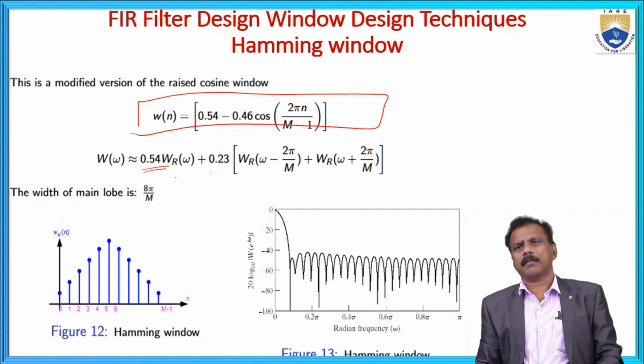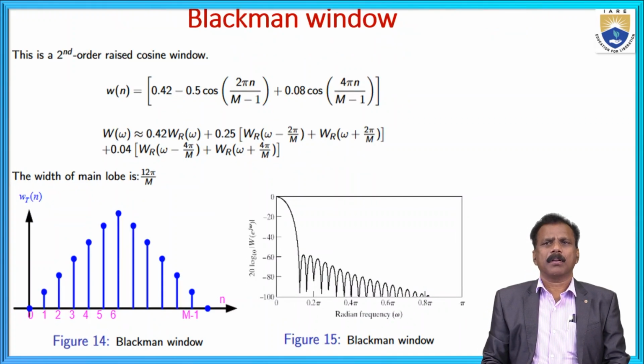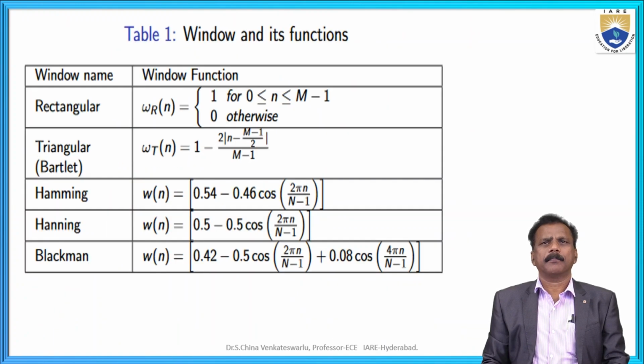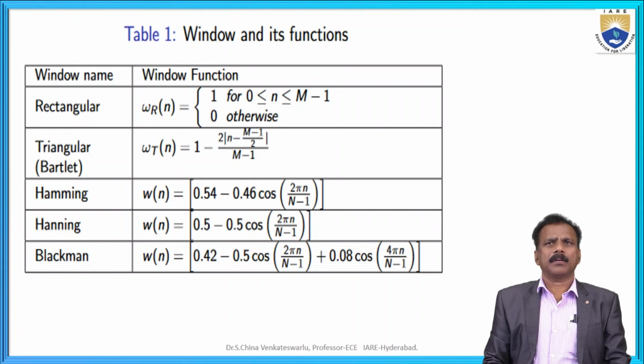Like this, the Hamming window, Blackman window, and Kaiser window. So with this, we have already seen all these windowing functions, here the windows and their functions.